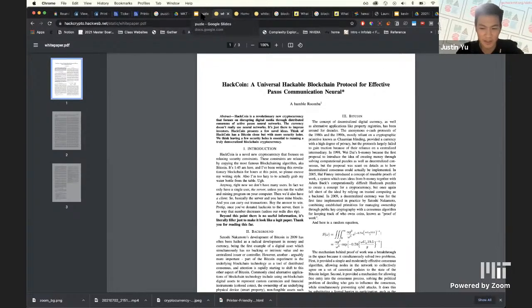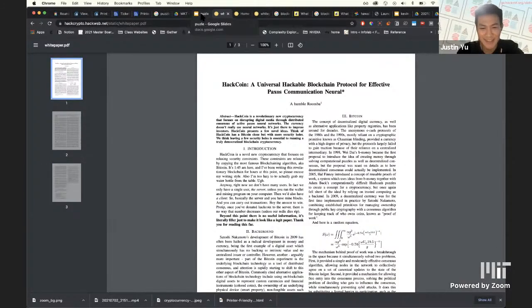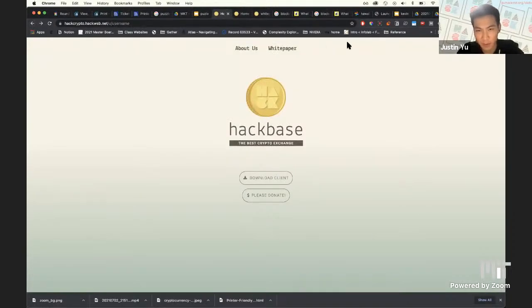And this was a red herring. There's actually nothing in here, but I'm glad that some people read it very meticulously. So that's the white paper. It was kind of just to throw people off a little bit.